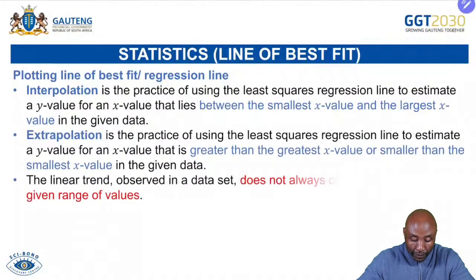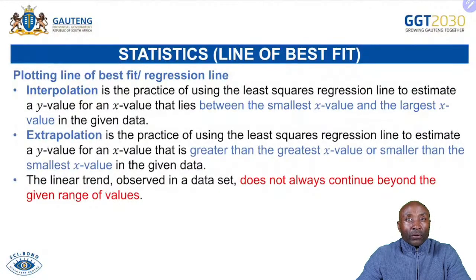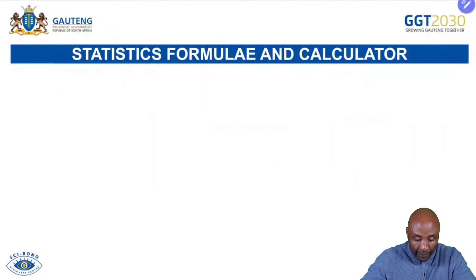Now, we need to emphasize this. The linear trend observed for the dataset does not always continue beyond the given range of values. Hence, when we are plotting our line of best fit, we must make sure that it's only covering the data that we are analyzing. We cannot just stretch it across the whole graph. Otherwise, the reliability above the greatest x value and below the smallest x value may not be guaranteed.